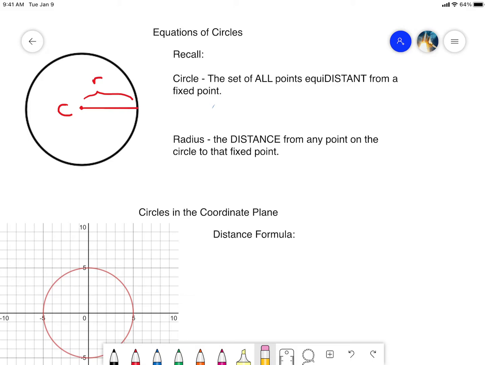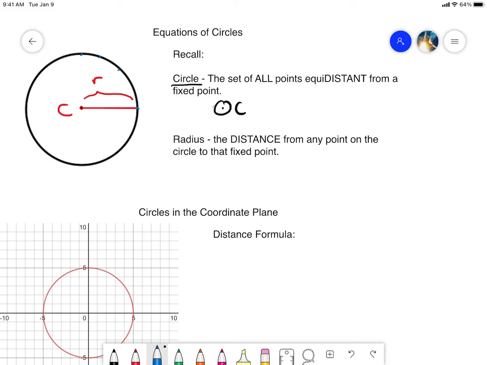what the equation is for a circle in the coordinate plane, we need to look at where it comes from first. The first thing I want you guys to recall is the actual definition of a circle, okay? The actual definition is the set of all points equidistant from a fixed point. That fixed point we call the center. So if we have circle C here, from that center point, every single point that makes up this circle is the exact same distance away from C.